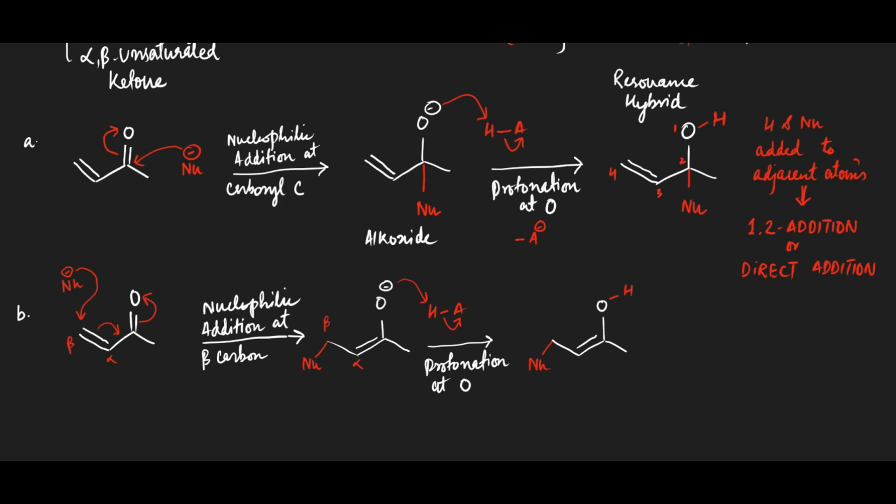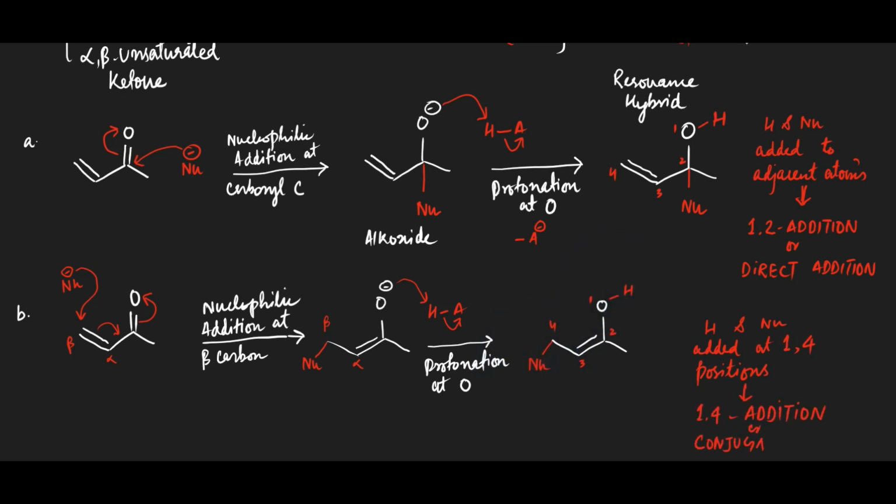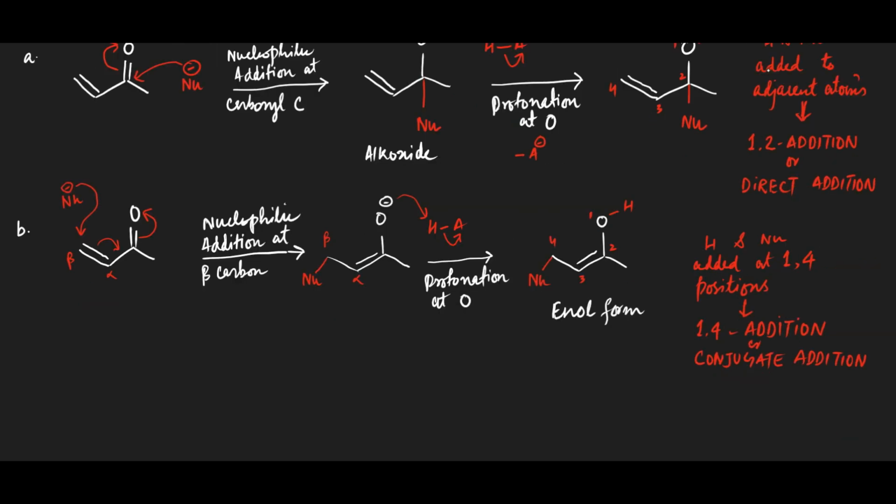Again, we will number the atoms to trace the location of atoms or groups added. It is obvious that H and nucleophile have been added on 1 and 4 positions. Therefore, such addition is called 1,4 addition reaction. The enol form, being less stable, quickly tautomerizes into keto form.